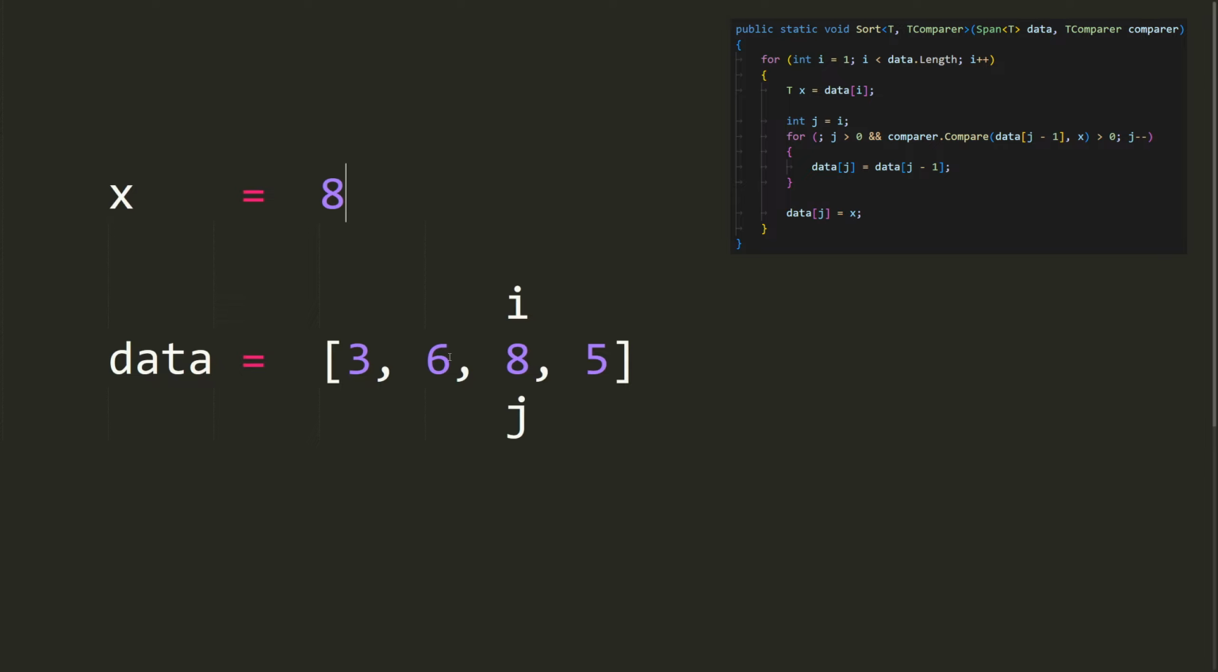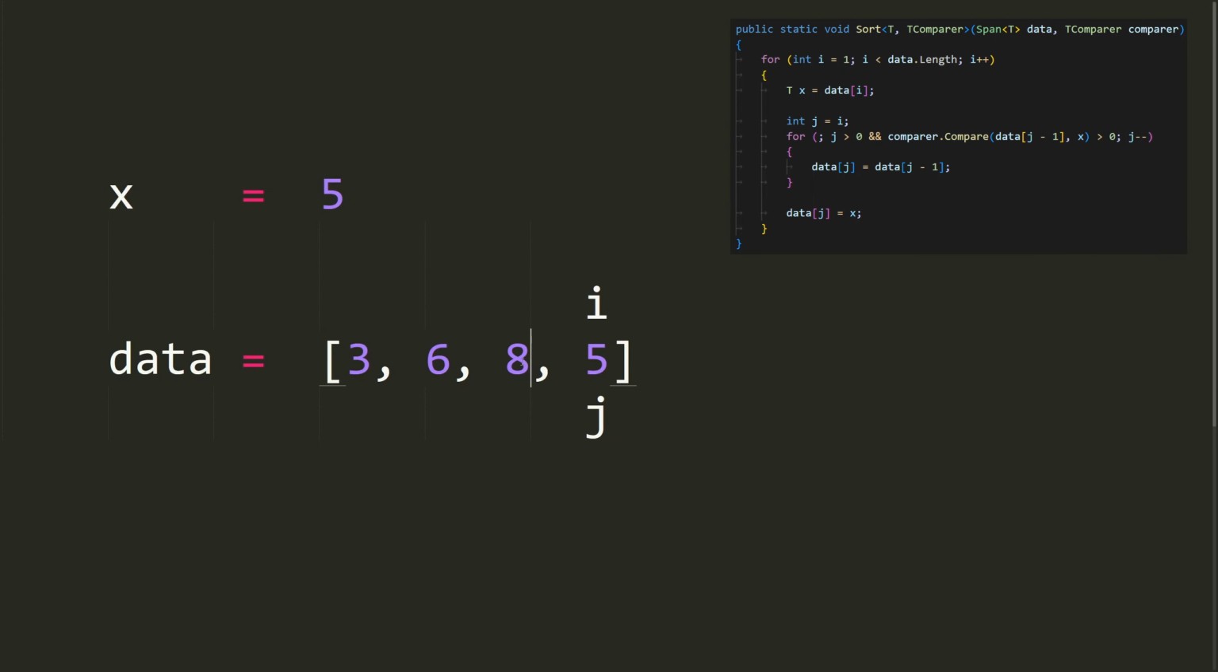We compare j minus 1 against 8. Is 6 larger than 8? It is not. That means 8 is already at its correct position, so we don't need to do anything else here. We move I forward one position, set j equal to I, and store 5 in our temporary variable.